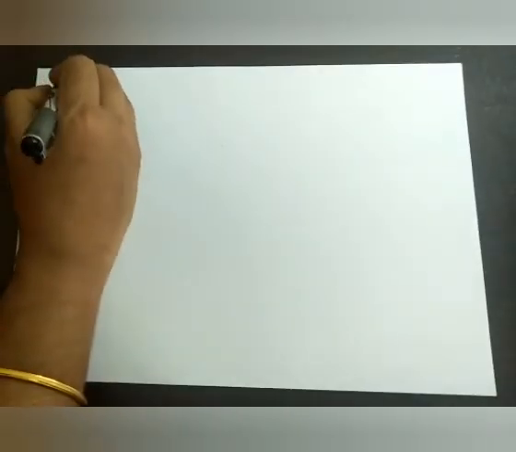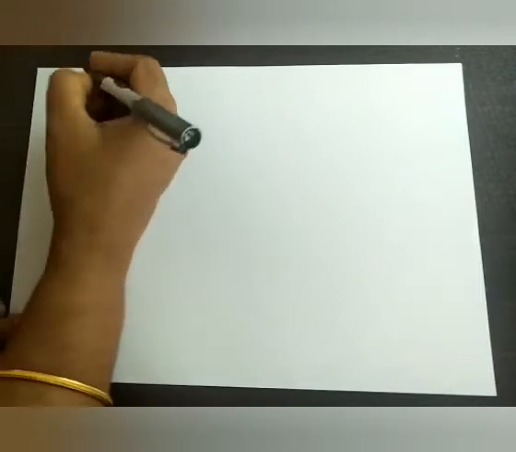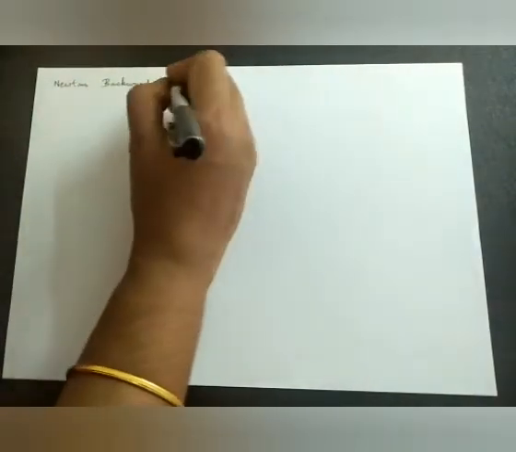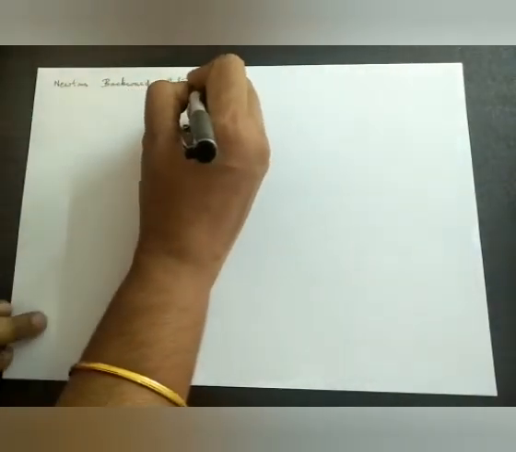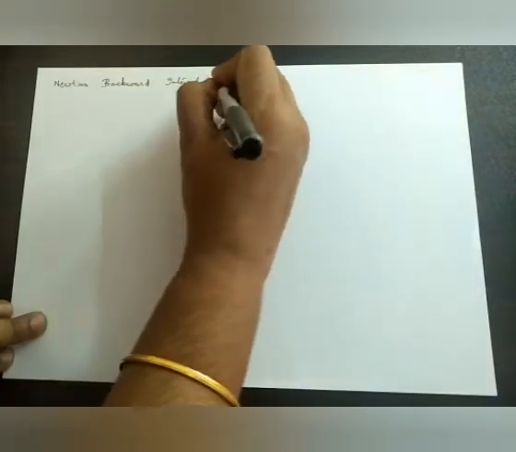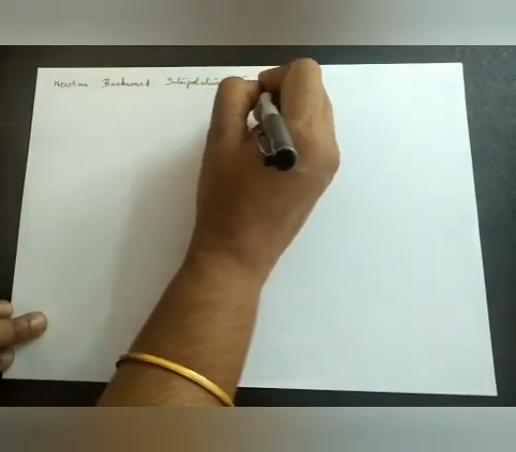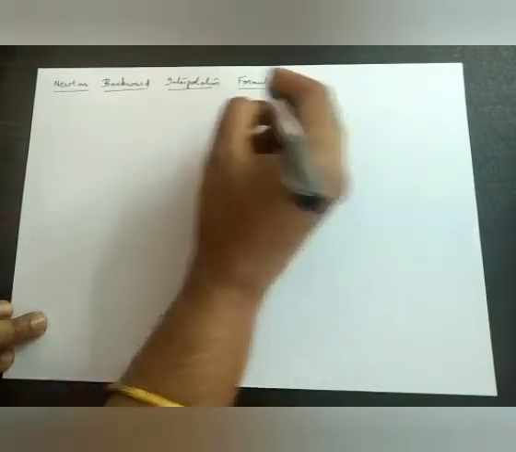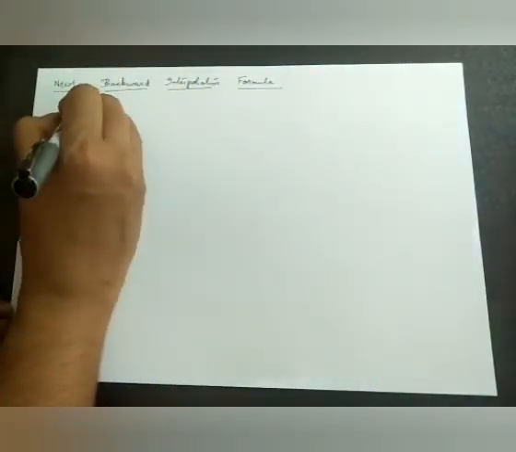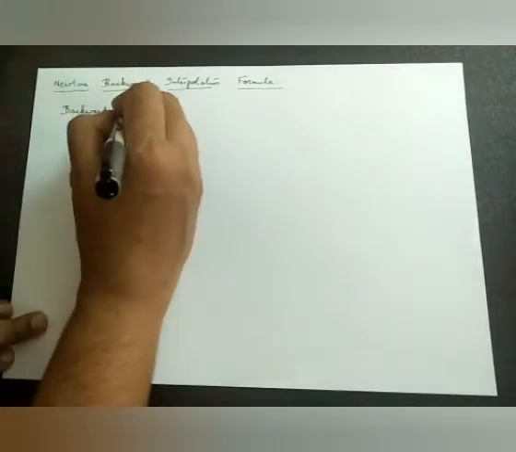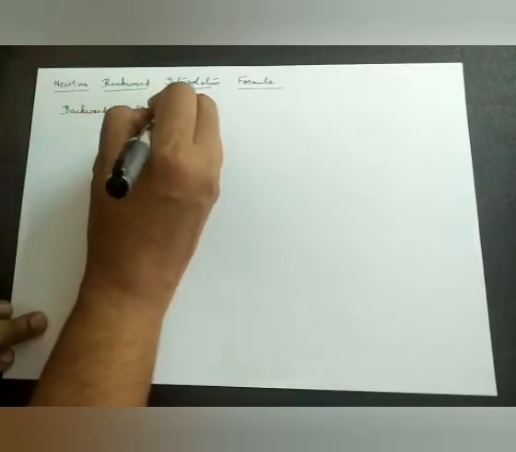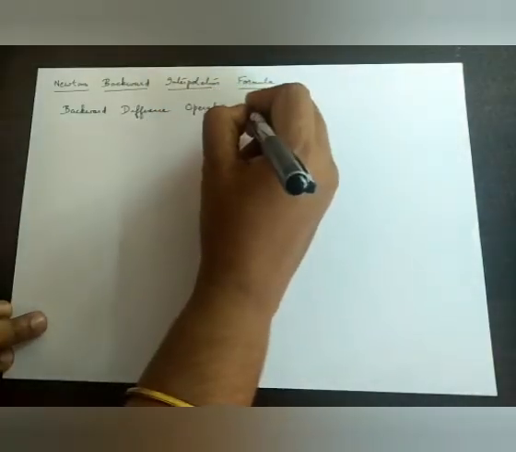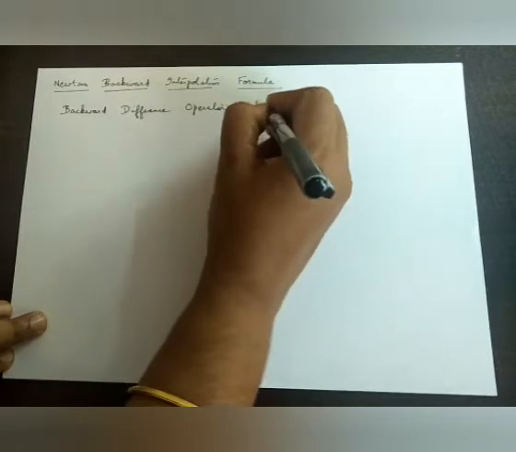Next we have Newton's backward interpolation formula. First of all, we can define the backward difference operator. What do you mean by backward difference operator? It is denoted by using the symbol del. It is read as del.